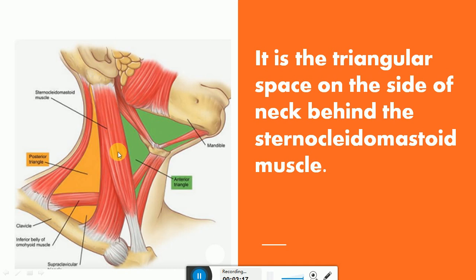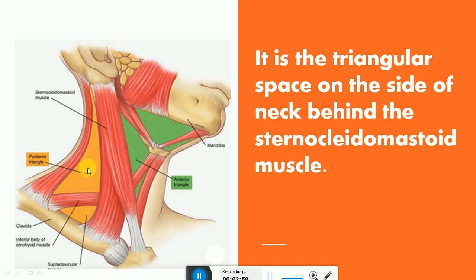So this sternocleidomastoid muscle is dividing the neck into two triangles. The triangles which are present in front of the sternocleidomastoid muscle are called anterior triangles. And the one triangle which is present behind, that is called the posterior triangle. All the shaded area which you can see in green color comes under the anterior triangles. And the area where you can see a yellow color depicts the posterior triangle.